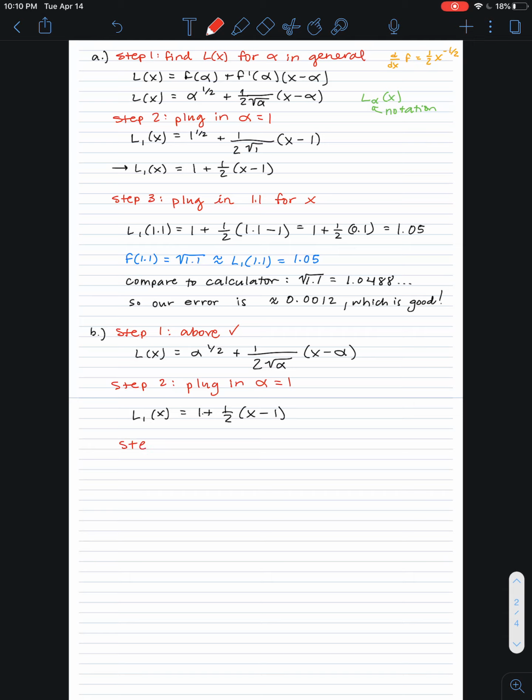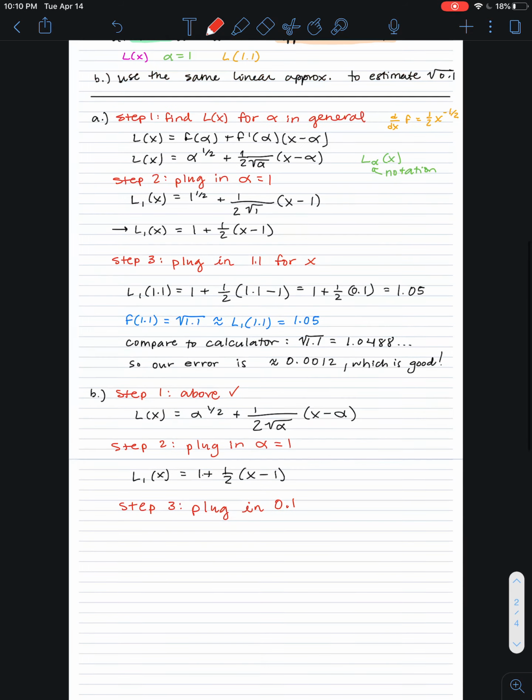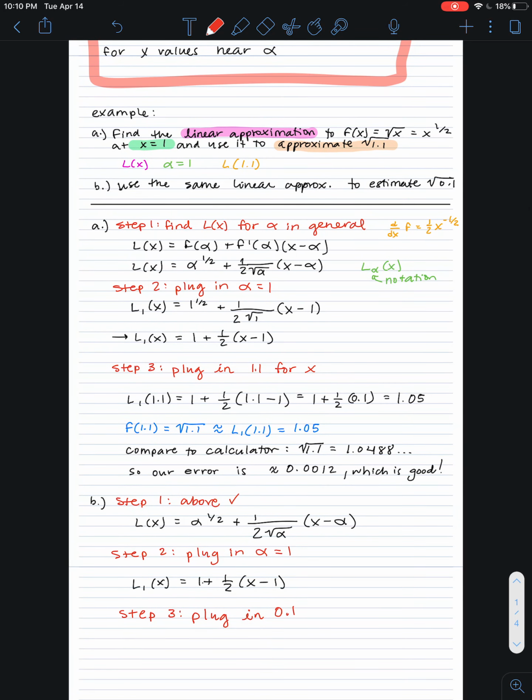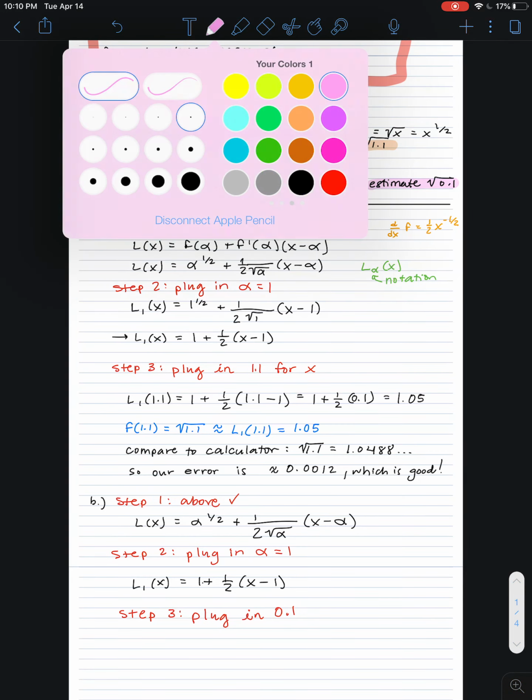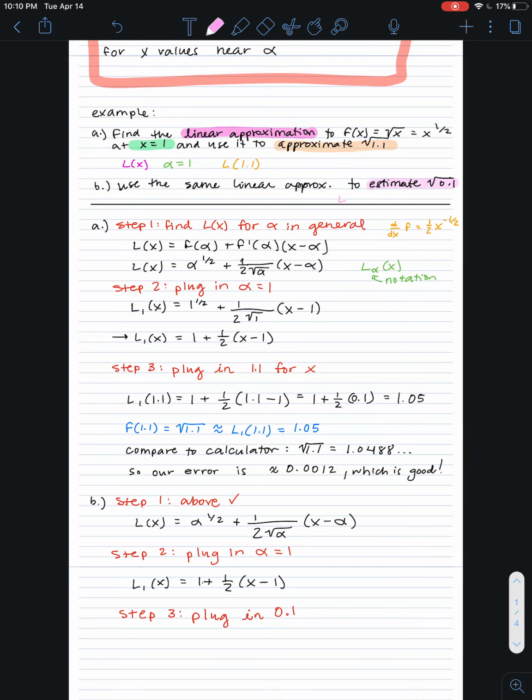And so the only difference is step 3, where we plug in 0.1 this time for x. So if we look up here, this little bit here, the estimating 0.1, means that we want to find L of 0.1.